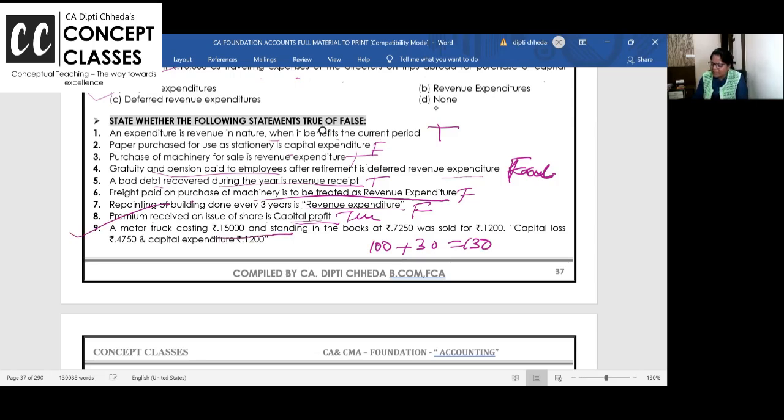Motor car purchased is capitalized generally, but it is standing in the books at 7250. Original cost has nothing to do with it. WDV minus sales value we should do to get the profit, and not original cost. So motor car is standing in the books at 7250. It was sold for 1200. So is there a loss? Yes. How much loss? 7250 minus 1200, 6050. 6050 loss.